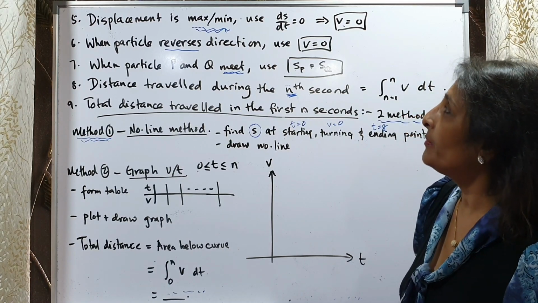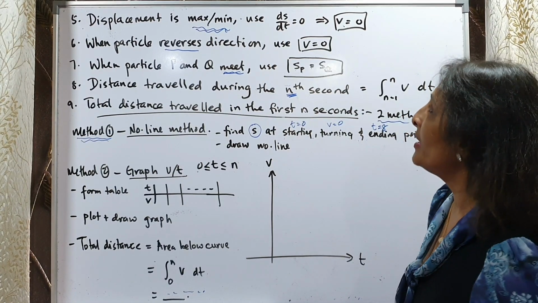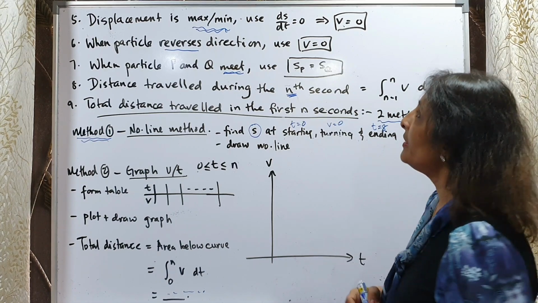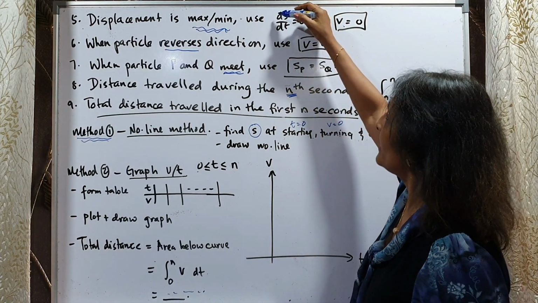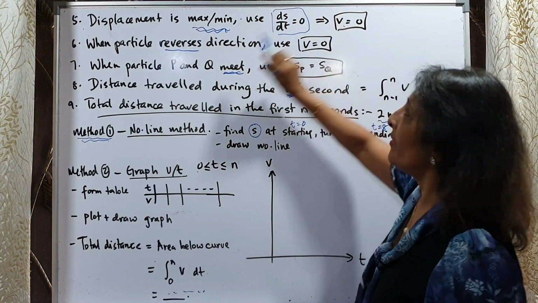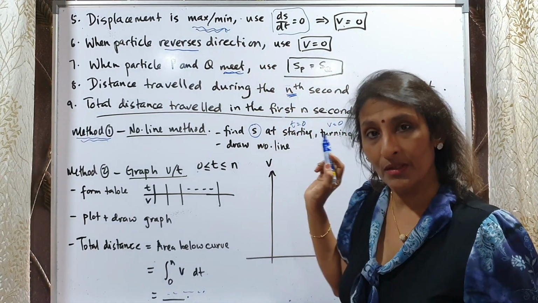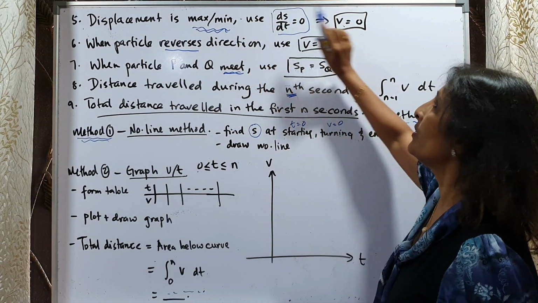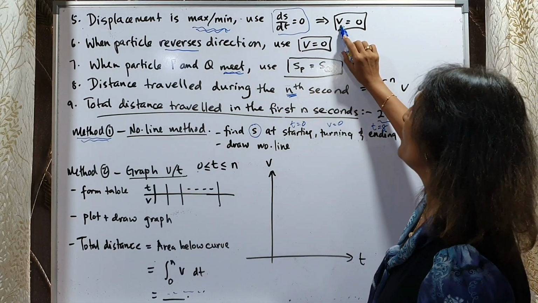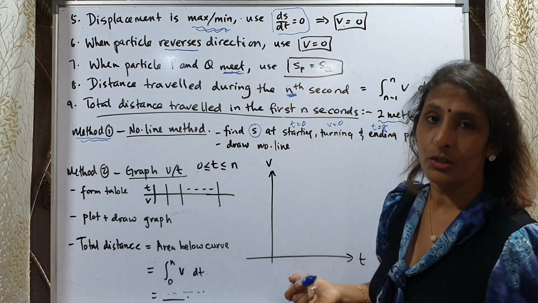Number 5. Displacement is maximum or minimum, or at a turning point. Remember, we learned in displacement that ds/dt is equal to 0, right? Maximum or minimum point, ds/dt is 0. But now we know that ds/dt is equal to v. Therefore, we can use v equals 0 in this kind of situation.